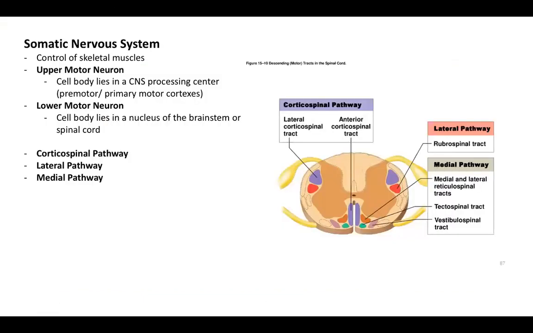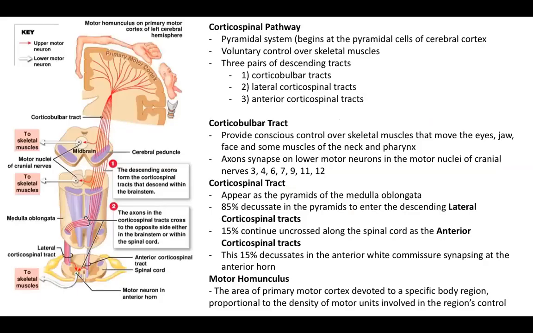So now we're going to talk about motor tracks. Okay, so we have upper motor neurons and lower motor neurons that both make up the efferent division from the central nervous system down to the peripheral skeletal muscle. And we're going to talk about the corticospinal pathway, the lateral pathway, and the medial pathway, which is made up of a couple of different pathways here. Okay, so we'll start with the corticospinal tract.